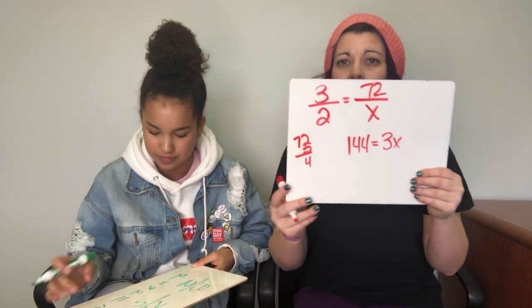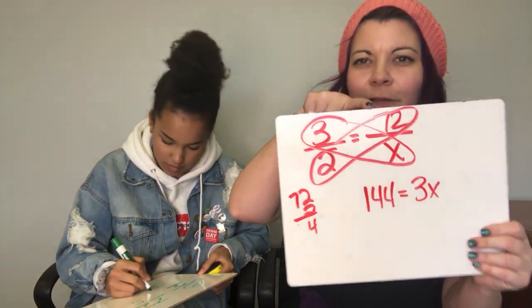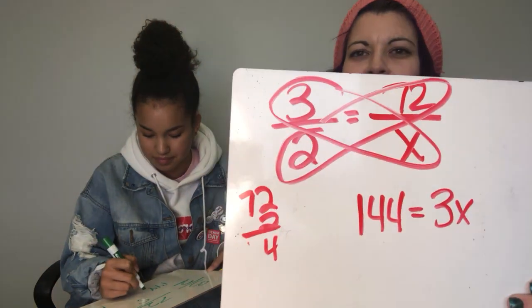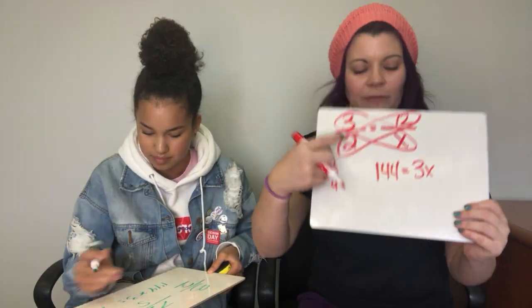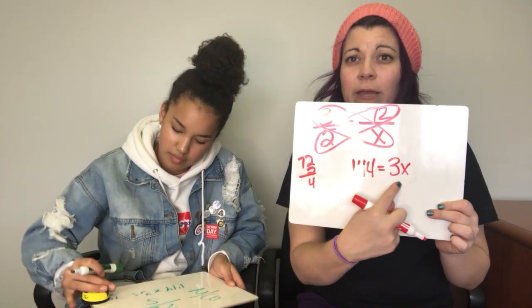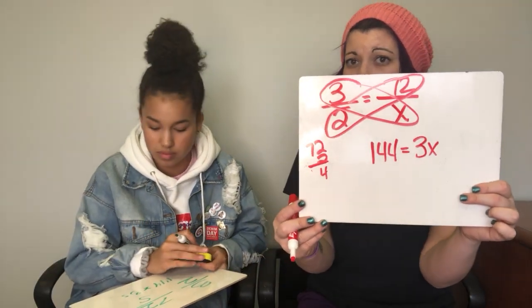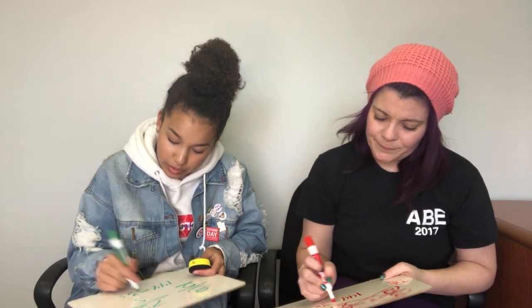So once you solve this proportion, butterfly method, you do 2 times 72, and then 3 times x, okay? I call it the butterfly method because it looks like a butterfly. You see that? Looks like a butterfly. So 72 times 2 is 144 equals 3x. And then you have a simple equation. So what are we going to do to both sides? We are going to divide both sides by 3 to get rid of the 3 on this side, so it's only x.